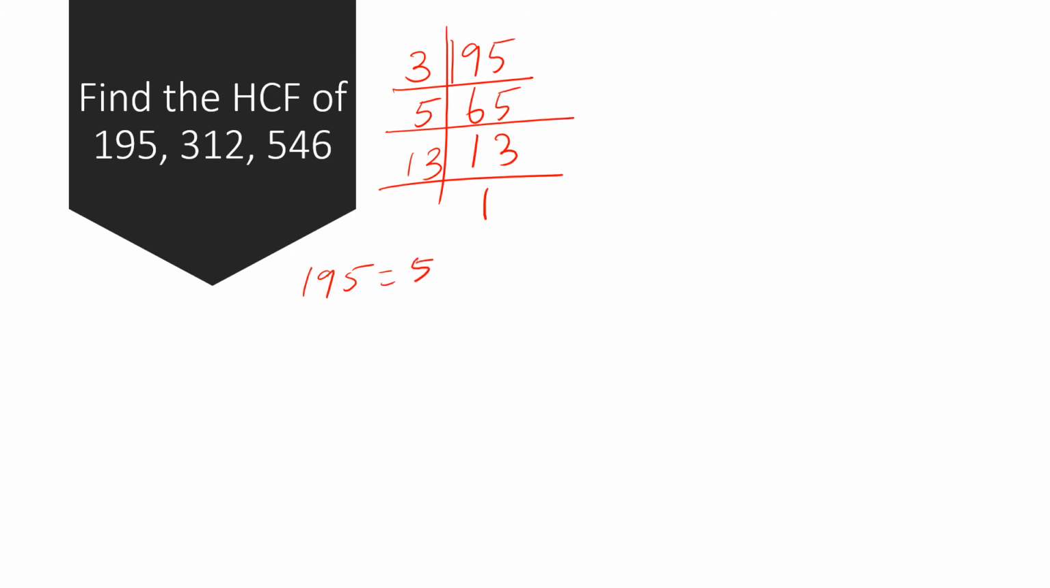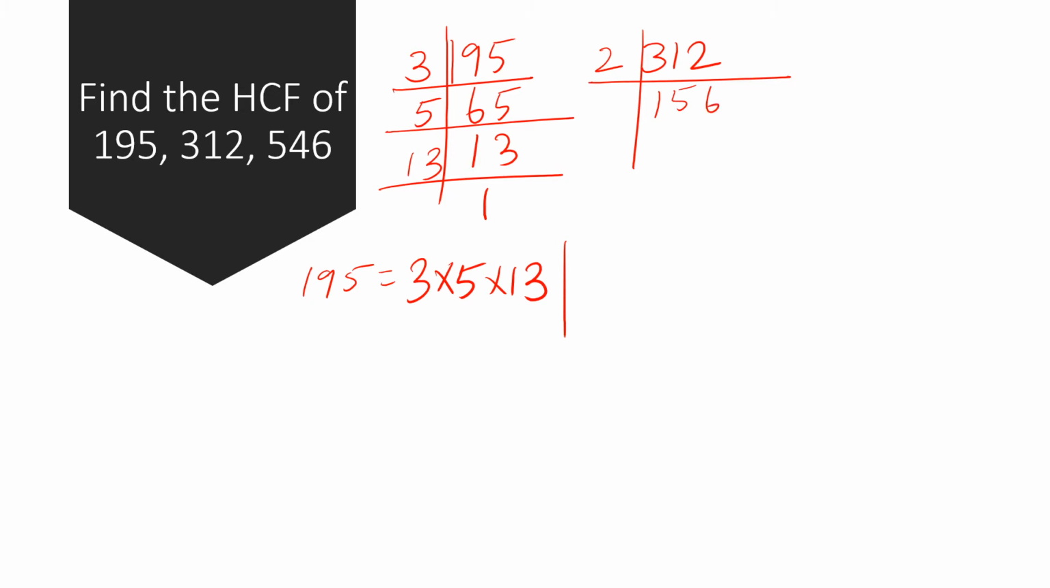195 means 3 into 5 into 13. That is one. The second one is 312. Let us think about dividing 312, first with 2. 2 ones are 2, 12, 5 twos are 10, then 12 is 156. Divide with 2 again. 7 twos are 14, 15, 78. Again with 2.